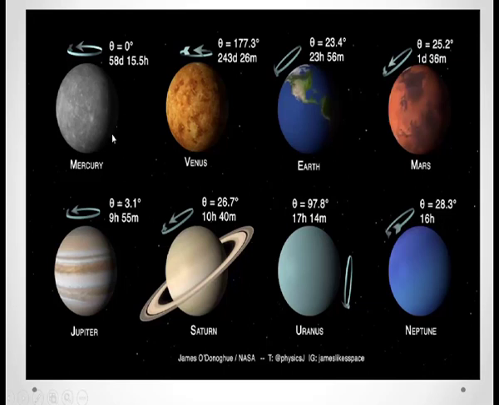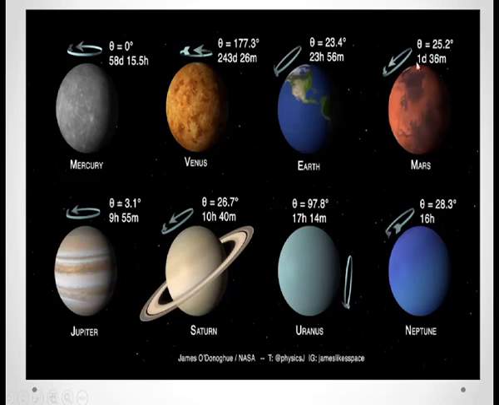Like this, Mercury takes 58 Earth days, 15.5 hours to complete one self-rotation. Then Venus takes 243 Earth days and 26 minutes.